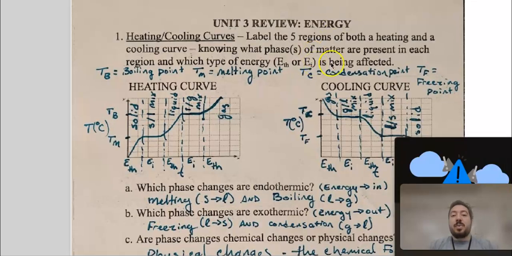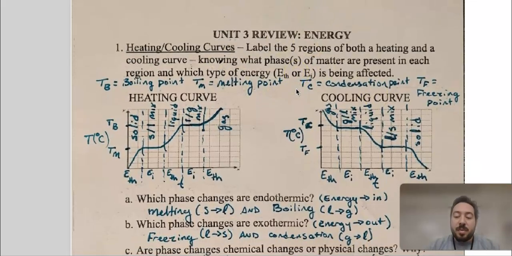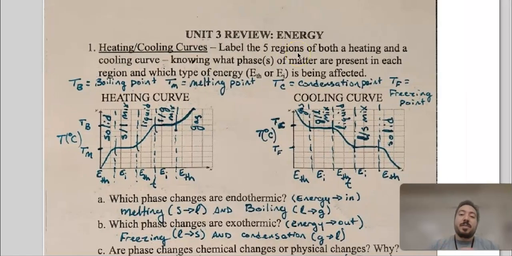All right, welcome to our Unit 3 energy review. Our Unit 3 review with energy. We have heating and cooling curves we're going to talk about. Label the 5 regions of both heating and cooling curves, knowing what phases of matter are present in each region and which type of energy, ETH or EI, is being affected.